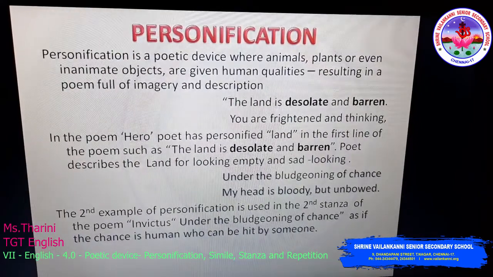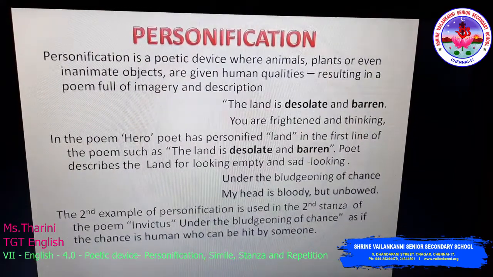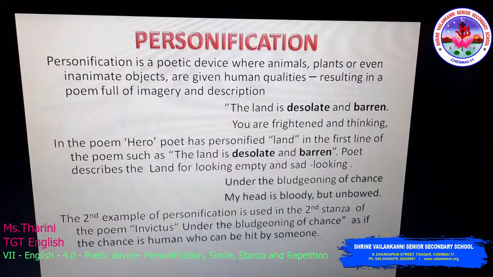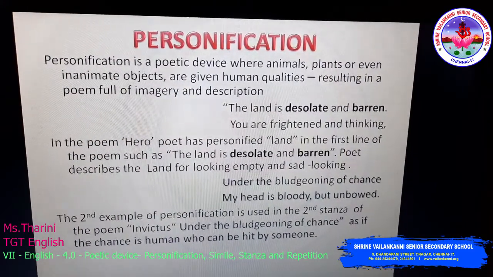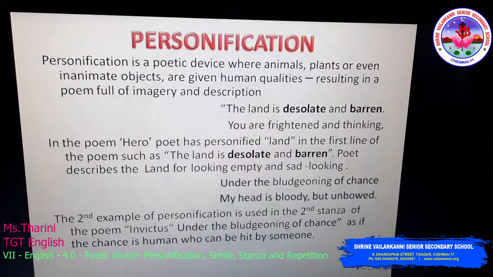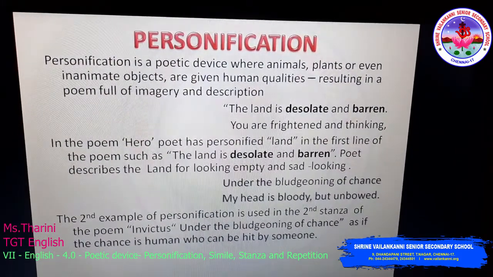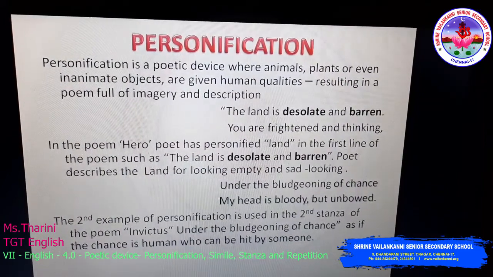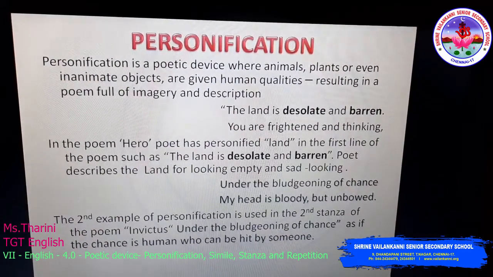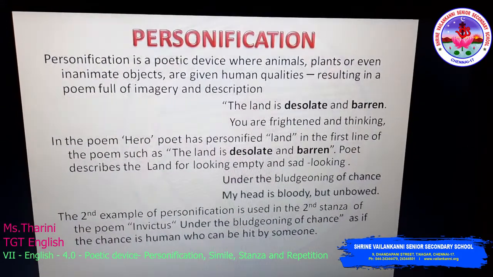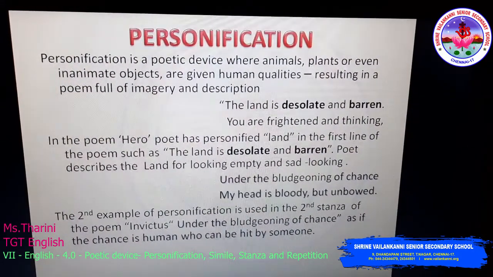So here, this is the line from the poem Hero. The poet has personified land. He is saying that land is looking sad and empty. The land is desolate and barren. The poet describes the land as looking empty and sad.